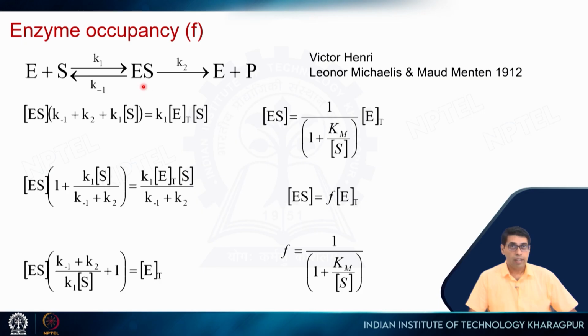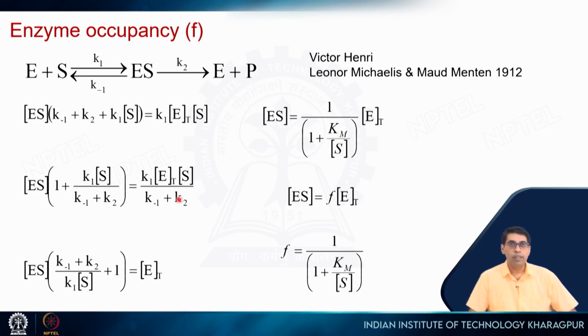Steady state condition again means that ES remains constant, and we saw that the rate of product formation will be equal to K2 times the concentration of ES. So, we have to solve for ES, the concentration of the enzyme substrate complex. This is what we get when we set dES/dt equal to 0. Now we start from this equation. In the next step, I have divided this by K minus 1 plus K2. So, this becomes 1, and this is divided by K minus 1 plus K2. So, this is the second step.